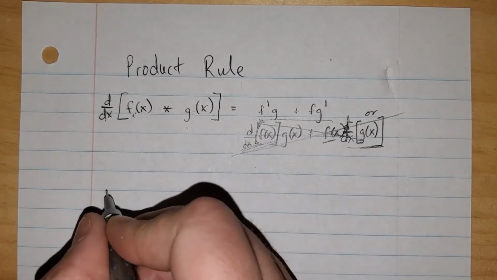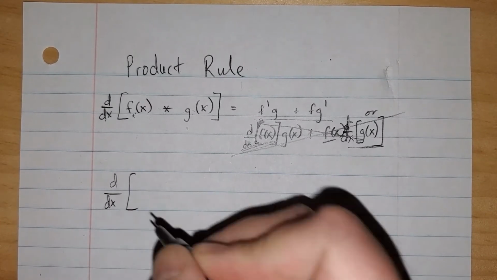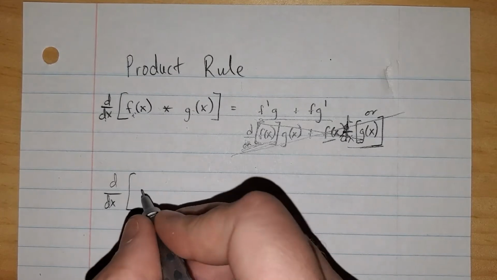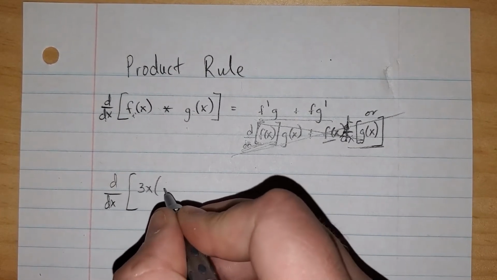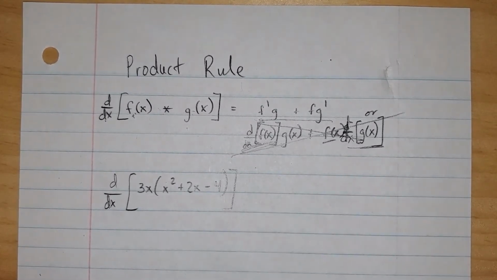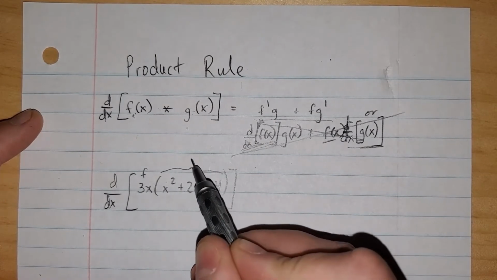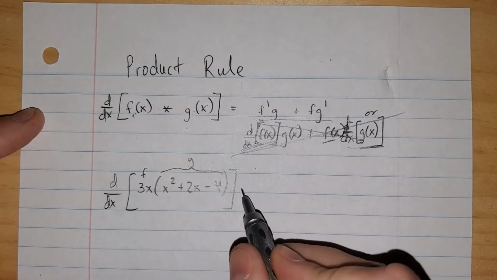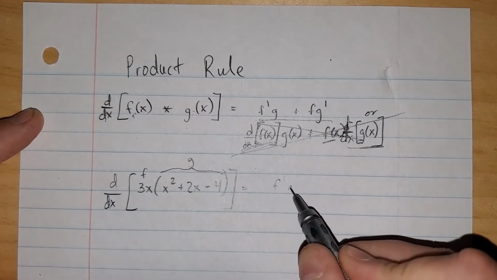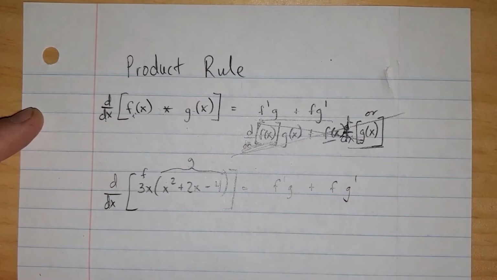Okay? So I'm going to take a particular function here, and we're going to take the derivative of 3x times x squared plus 2x minus 4. Now, with the product rule, the way we would do this is this would be f, and this would be g. And our derivative will be f prime g plus f g prime. So the derivative of the first times the second plus the first times the derivative of the second.